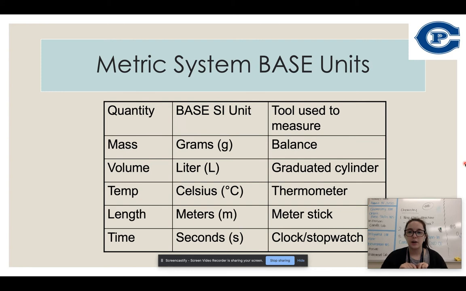As a review, the metric system base units, these are the ones that we use in science. When we're measuring mass, we're always going to do grams. When we measure volume, it's always in liters, temperature in degrees Celsius, length is in meters, and time is in seconds. I recommend writing this down somewhere so you have it as a reference. I would strongly suggest pausing this video, writing this table down, and then when you're done, continue hitting play, because this is extremely important information and a good reminder for you to know the base units.